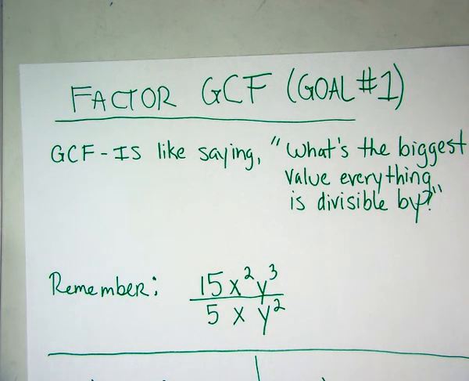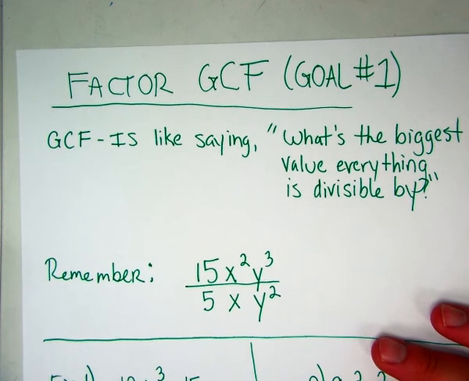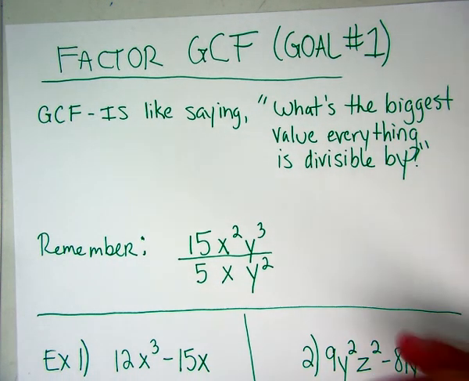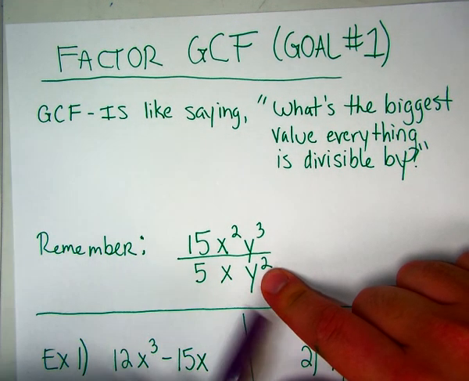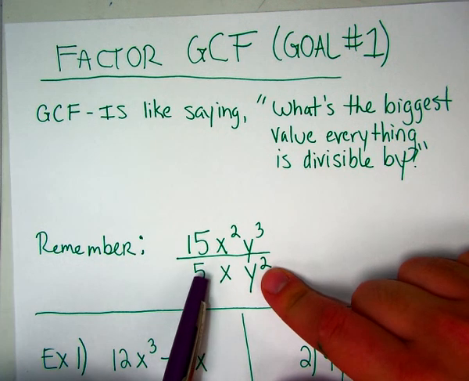And so what does it mean to do GCF? Ultimately, when they're saying greatest common factor, because that's what GCF stands for, we're saying what's the biggest value that everything is divisible by within the problem. In order to do this skill, we have to remember first how to do one skill prior to this, and that comes from the last unit, which is simplifying when we do division.